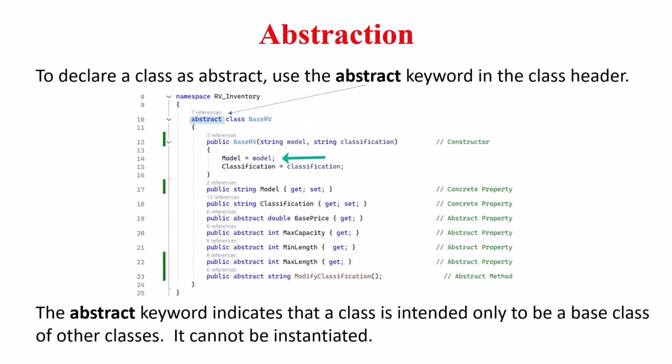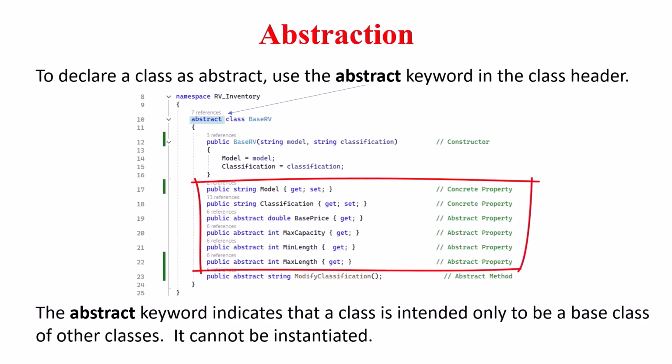We have a model and a classification that we want to hang on to in the constructor. And we've got a bunch of concrete properties and abstract properties going forward. The model and classification are concrete properties because we're not going to override them. We can use them as is in our derived class. The abstract properties of base price, max capacity, min length, max length are all going to be overridden when we get to the point of actually creating the subclass.